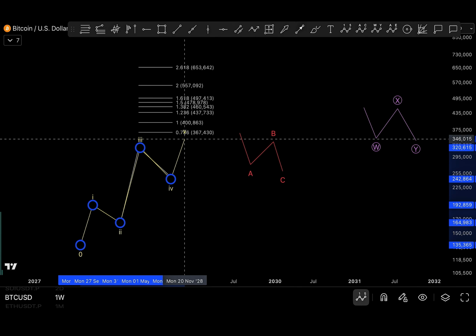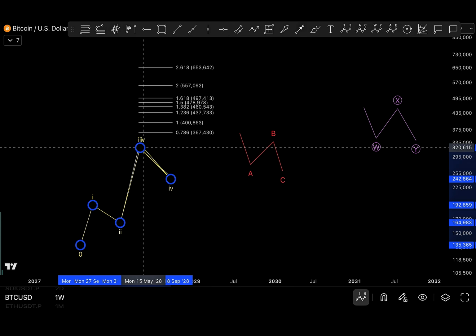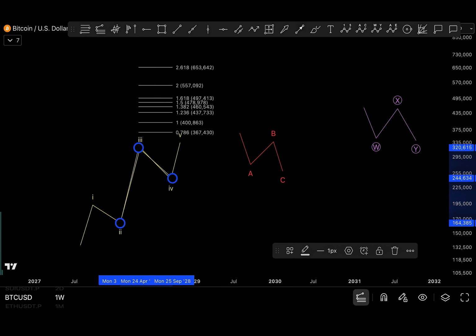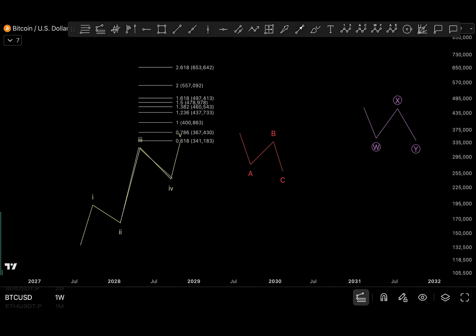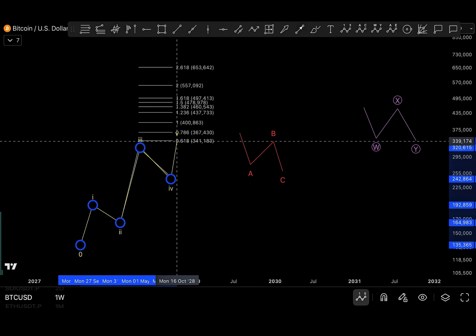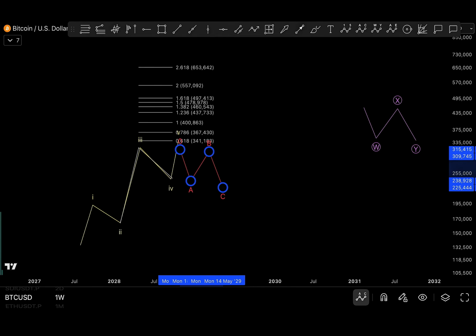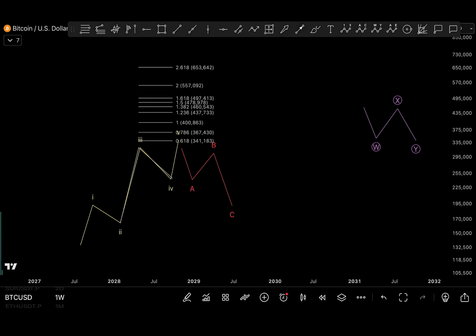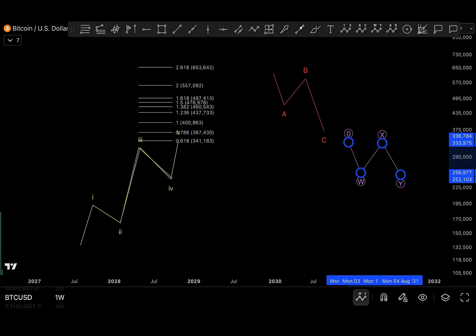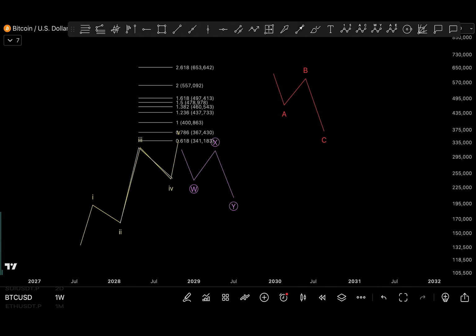The minimum target for this fifth wave is 0.618, or at least sweep these highs. Let me use the 0.618 as well for this. So it can come up to 0.618 here, and then we can have a retrace, like an A, B, C. C can go deeper. Or a W, X, Y. Can be this way.